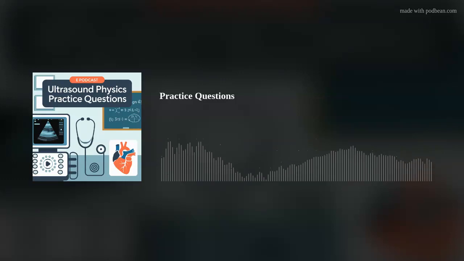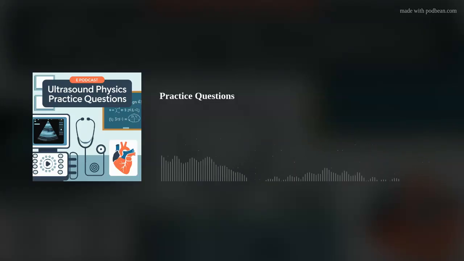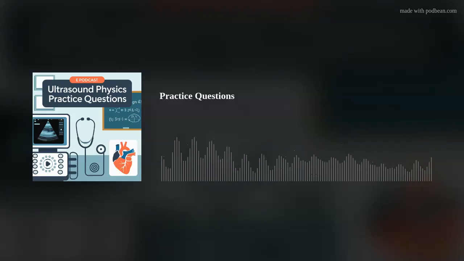This one asks about spatial pulse length. What is that, and why is it important? Spatial pulse length is just the physical length of an ultrasound pulse as it moves through space. Think of it as a little burst of sound energy. The spatial pulse length is how long that burst is from front to back. It depends on how many cycles are in the pulse and the wavelength of the sound wave. So a shorter spatial pulse length would be like a more compact burst of ultrasound energy.